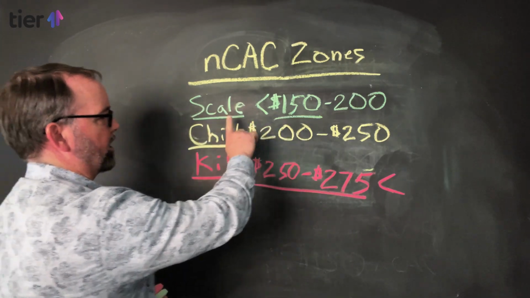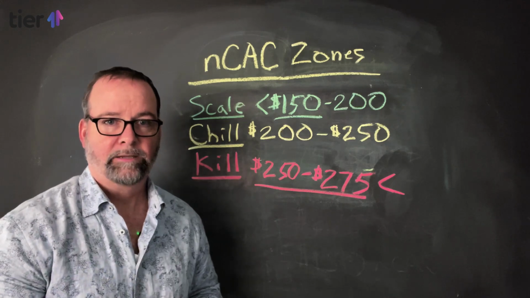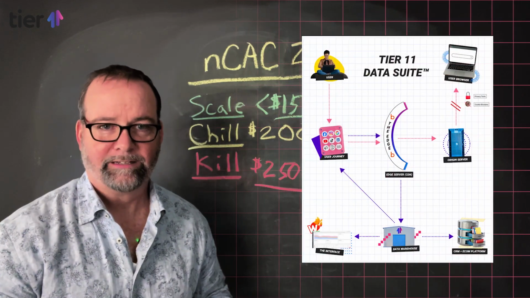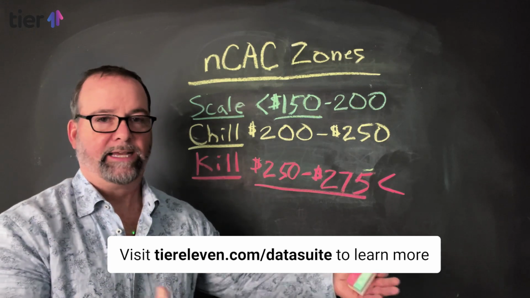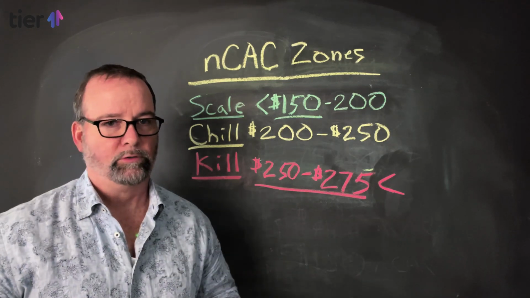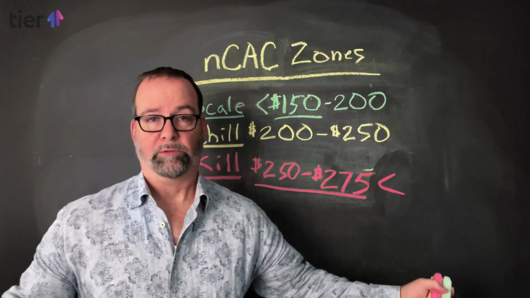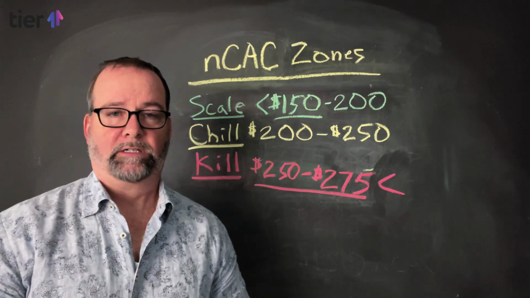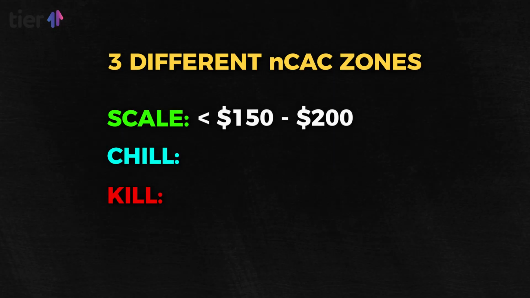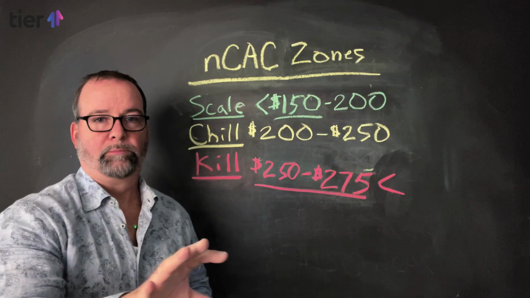We said, okay, if we are within $150 to $200 for our nCAC, using obviously Tier 11 Data Suite, or you can use the CRM or your Shopify backend to actually pull that data. It's much more of a manual pull. So if we know that we're getting anywhere between 150 and 200 globally, we're making money based upon operating expenses, based upon costs of goods sold. So if you are in the 150 to 200 nCAC zone, this is obviously an area where you want to start pouring on the gas.